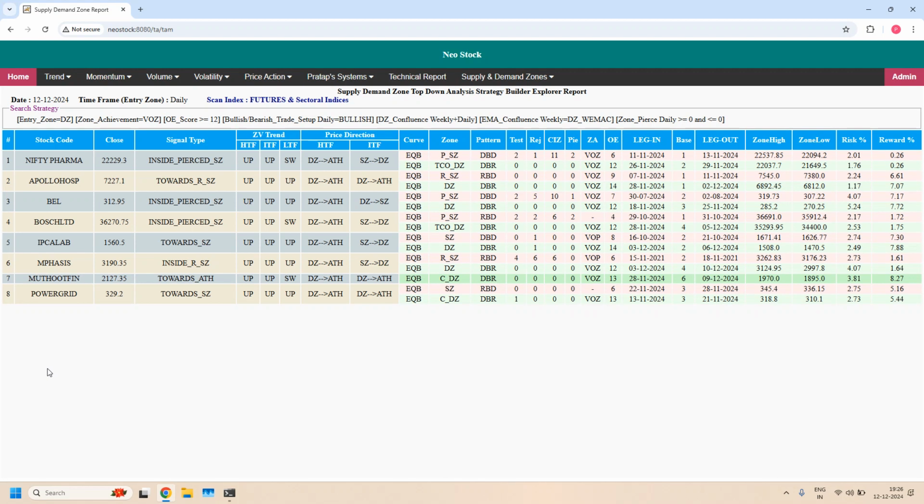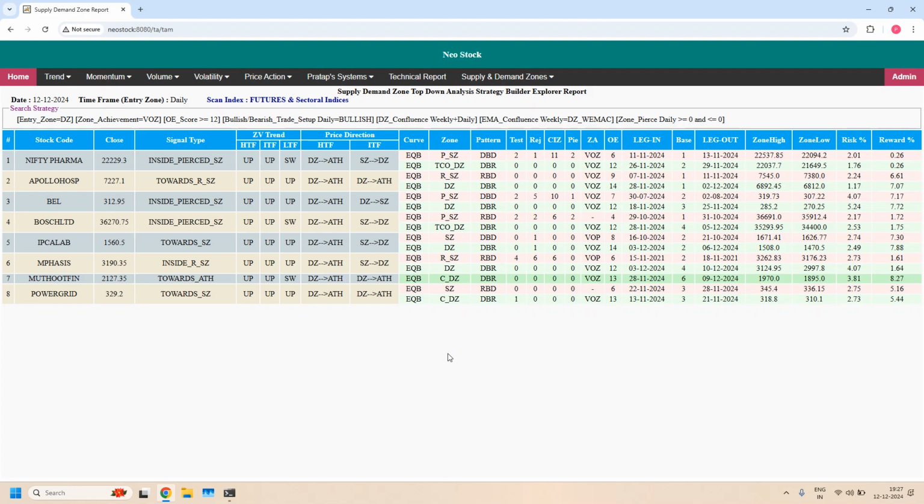So that means in all these 8 stocks, the daily demand zone is part of the weekly demand zone, the weekly trend is up, and the weekly demand zones are having weekly EMA confluence. All these 8 are daily demand zones, entry zones. But these entry zones are part of the weekly zones, and that weekly zone is having weekly EMA confluence. So that's why these 8 are even more high probability trade setup supported stocks.